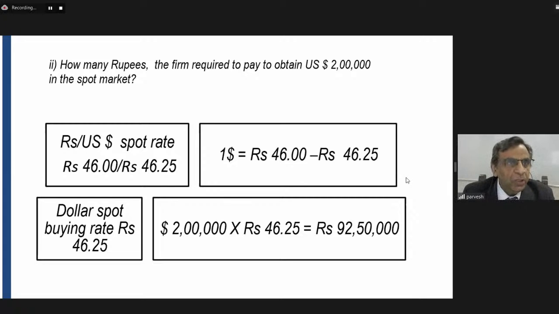So in this question, it's a pretty straightforward question. He wants $2 lakh, which is a normal classic case when you go abroad or when you are making a payment in dollar terms. So you look at the dollar quote and look straight away at the ask rate, which is basically your buying rate. And your buying rate is 46.25. So multiplied by 2 lakh, you get 92 lakh 50,000.